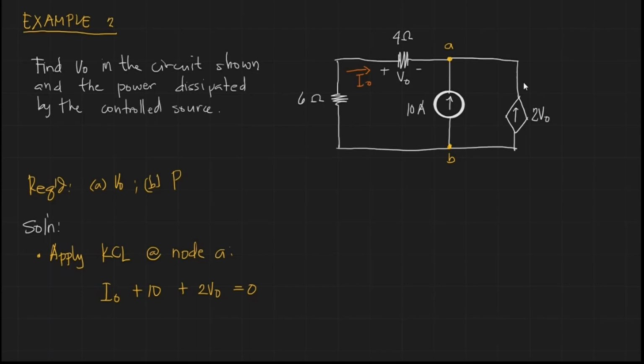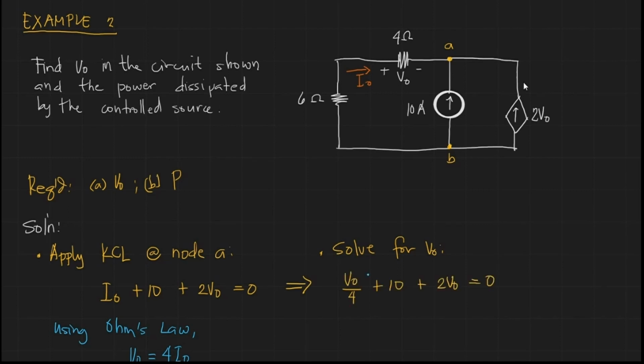However, we don't need the IO, but we need the VO. So we can now have a relationship between IO and VO using Ohm's law again. So VO is simply equal to 4IO. So ibig sabihin, nakita na tayo dyan, we can see here that IO is actually equal to VO over 4. So we just have to substitute that to our equation. So we have VO over 4 plus 10 plus 2VO equals 0.